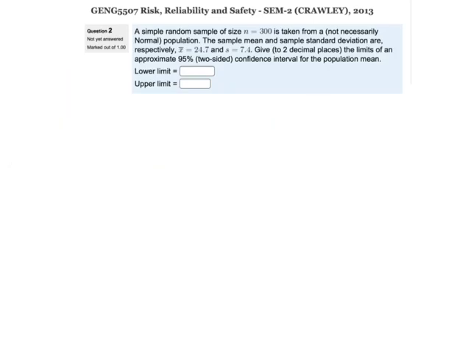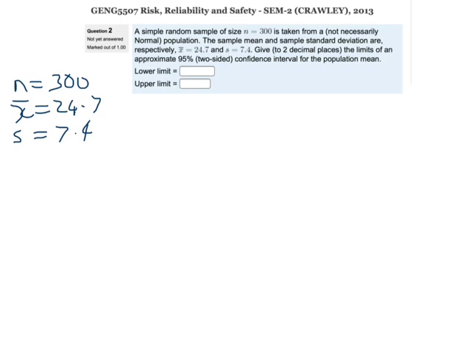This is question 2 from revision quiz 2, and I think it's a good one to do because it's a kind of confusing one. So it says a simple random sample of size n equals 300. So we might as well write down our parameters as we go. n equals 300 is taken from a not normal distribution, not normally a normal population, or it might be, we don't know. And the sample mean and standard deviation are x bar is equal to 24.7, and this is the sample standard deviation, 7.4.